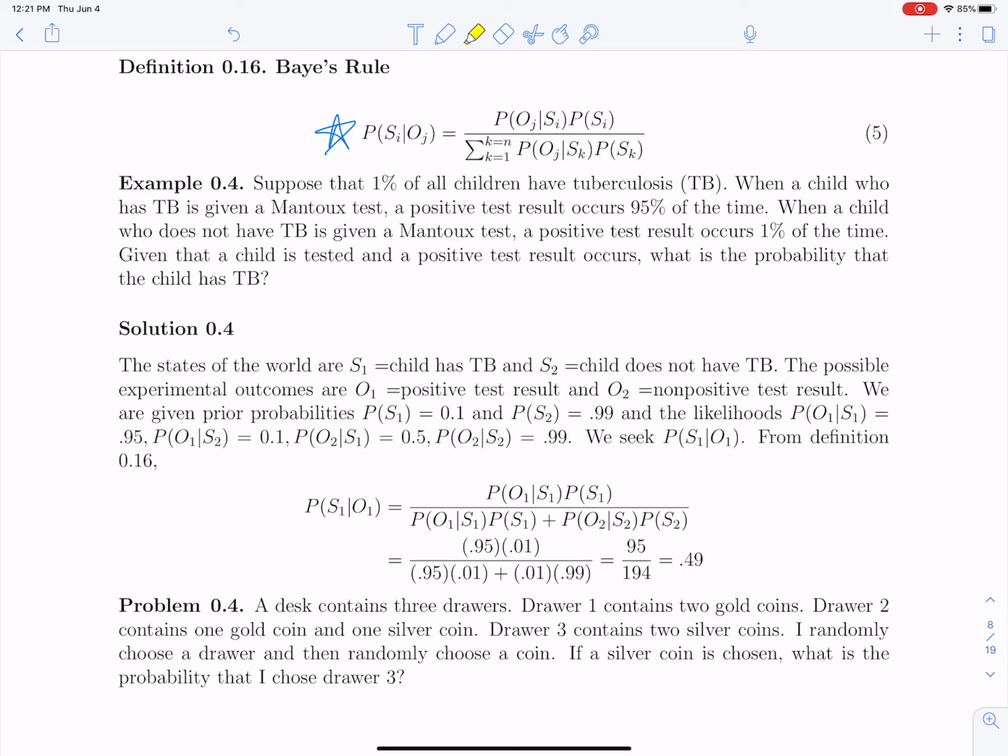So we want to know, given that a child is tested, so given is kind of that hint that we're going to be doing conditional probability with Bayes' rule. Given that a child is tested and a positive test result occurs, what is the probability that the child has TB? So we want to know, okay, given that, knowing that we have this false positive probability, what is the outcome if we test a child and the positive occurs? Is it really positive or is it a false positive?